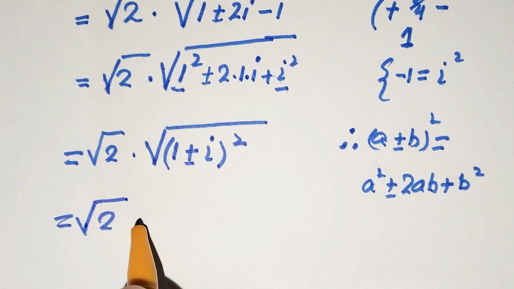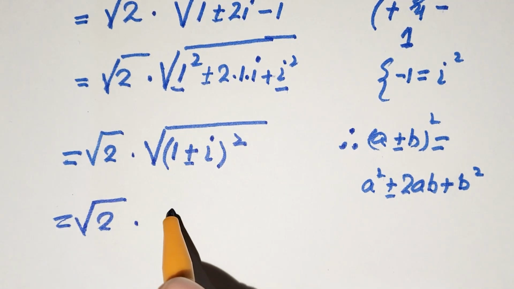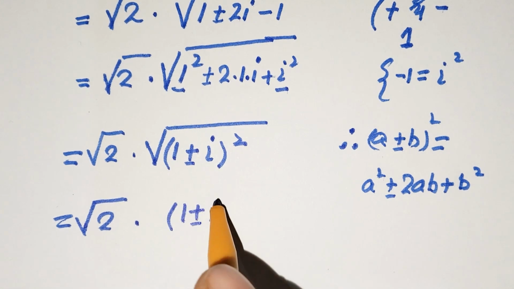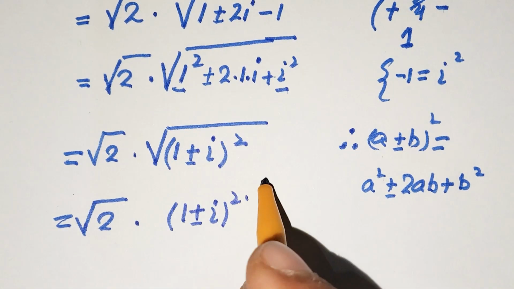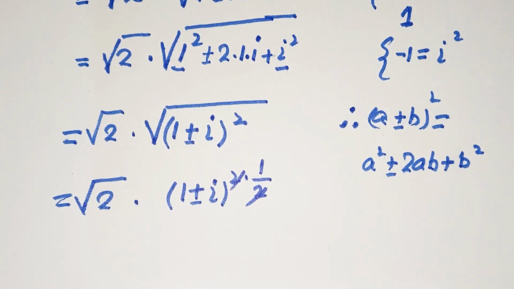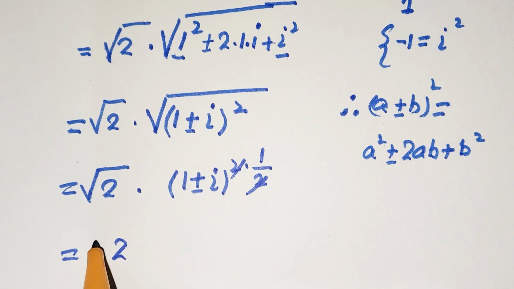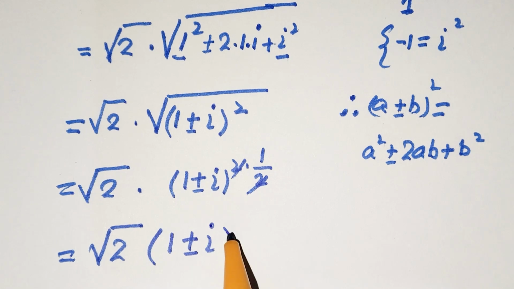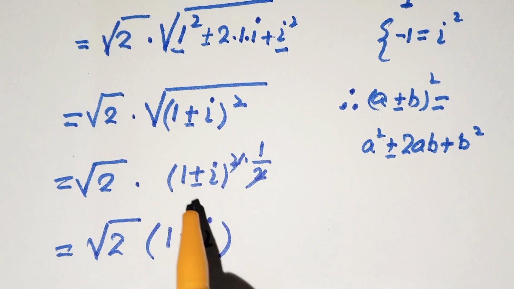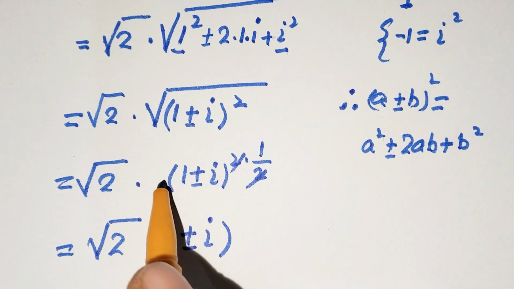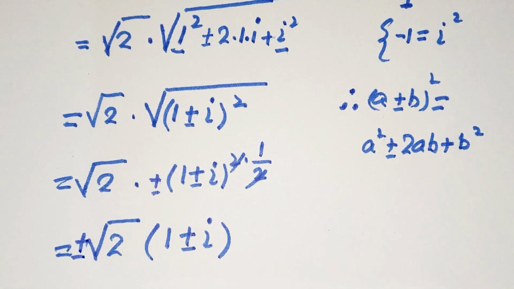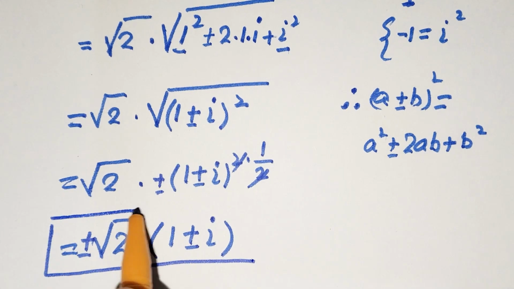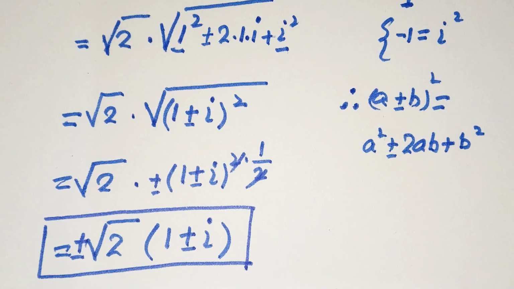the square root of 2, and the square root is power 1 over 2, so (1 plus minus i) squared times 1 over 2, and 2 cancelling with 2, we get our answer, which is the square root of 2 times (1 plus minus i). So it is our answer. And after the square root we can also put plus minus, so here also plus minus, then it is our answer. So we are going to solve this problem with another method as well.